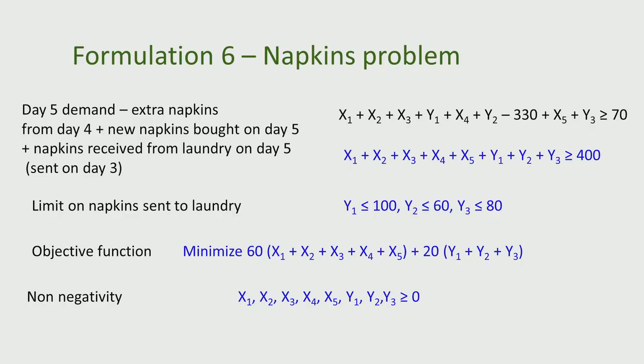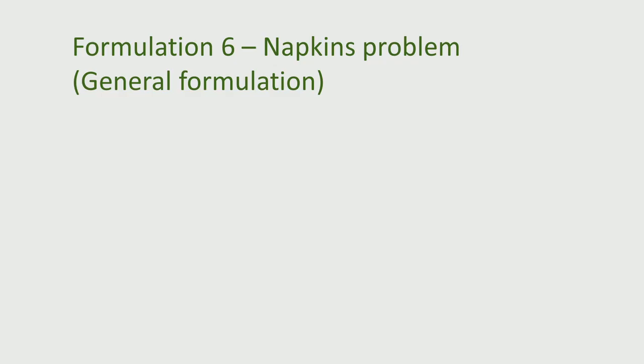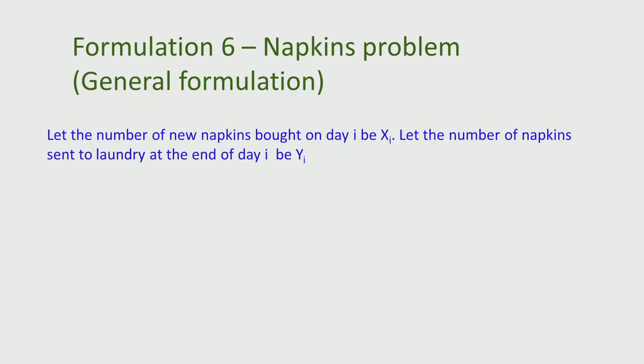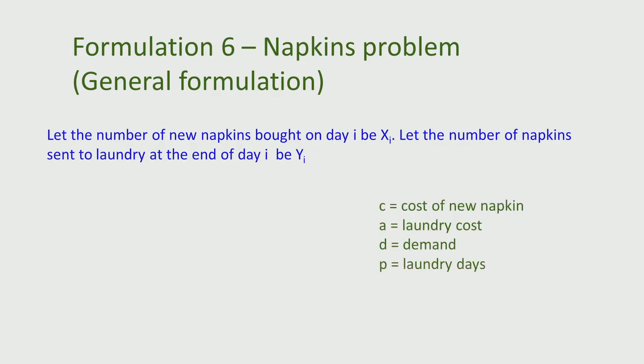We also have the non-negativity restriction, where we have all the x variables and the y variables to be greater than or equal to 0. We also summarize this by giving a general formulation. So, let xi be the number of new napkins bought on day i, and the number of napkins sent to laundry at the end of day i be yi. C is the cost of the new napkin, A is the laundry cost, D is the demand, and P is the number of days it takes in the laundry.